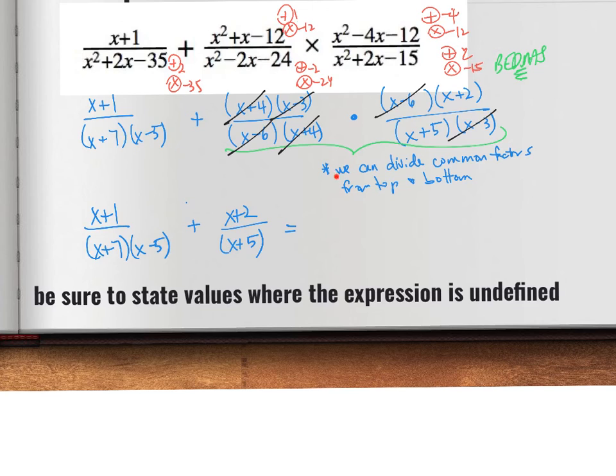So rewriting this line, including the front, I have x plus 1 over x plus 7 times x minus 5, plus, then I did this whole multiplication here, I end up with x plus 2 over x plus 5. So there we are. Now I need a common denominator. To set up a common denominator, this denominator needs an x plus 5, so I'll multiply top and bottom by x plus 5. This denominator has the x plus 5, but needs the x plus 7 and the x minus 5, so I've shown that in green, top and bottom.